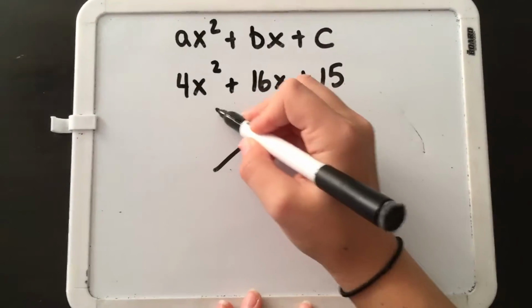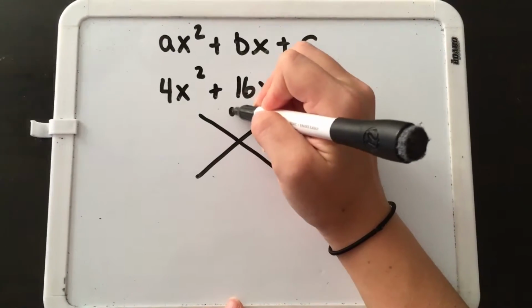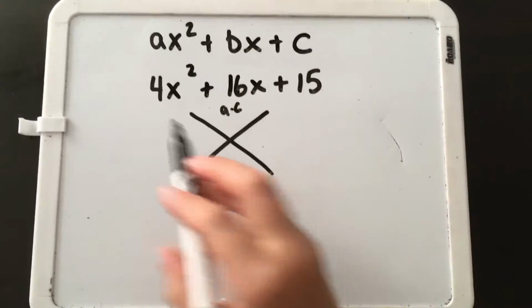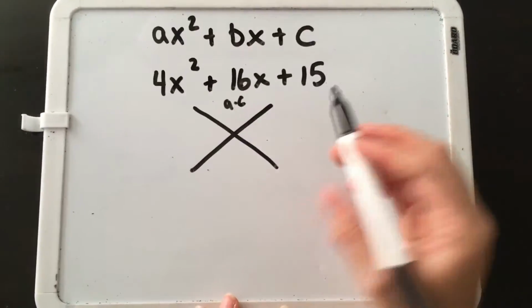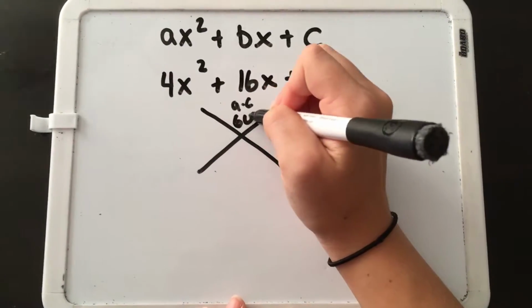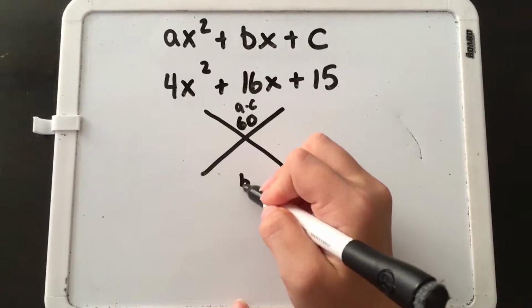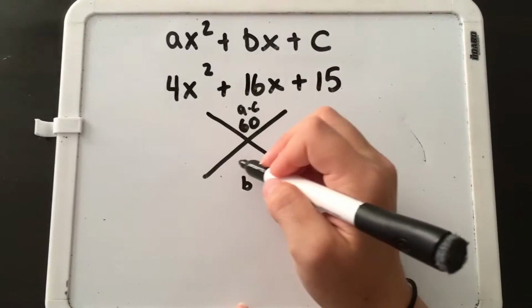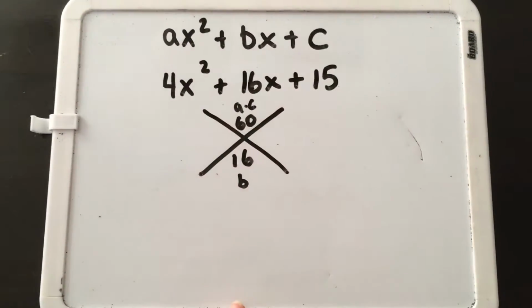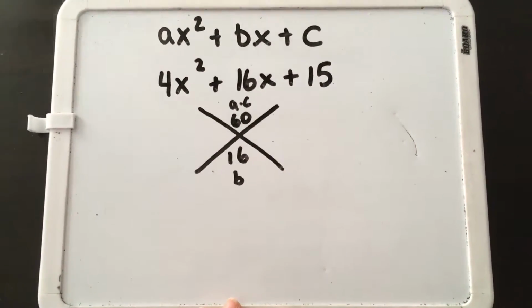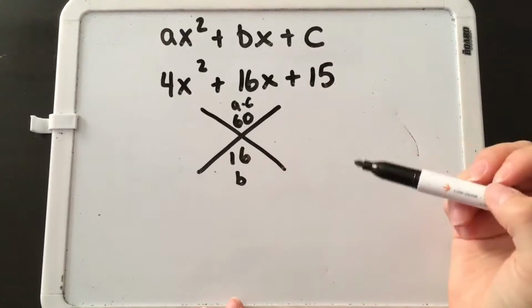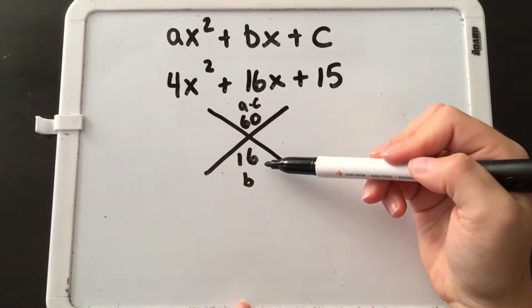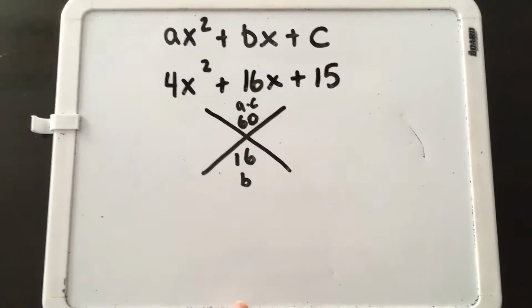We'll start the process, draw our x. A times c goes up here. 4 times 15 is 60. And then our b term goes down here, in this case, 16. So we need two factors of 60 that multiply to equal 60 and add to equal 16.